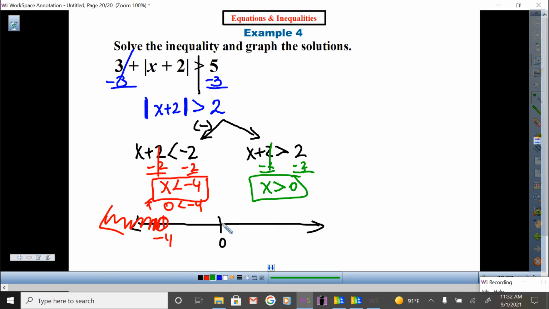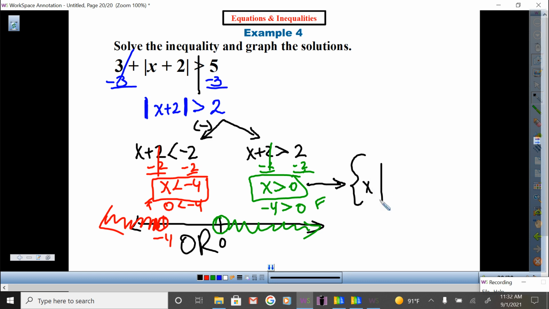Next, 0. Open point. I'm going to test, wait a minute, I can't test 0. So what do I test? Negative 4, okay. Is negative 4 greater than 0? No, because 0 is more to the right, so that means this is false. Well, I don't shade towards negative 4, I shade in the opposite direction. And what do we notice? It's an OR. So from here, we go with our solution and write solution set of x such that x less than negative 4 or x greater than 0.